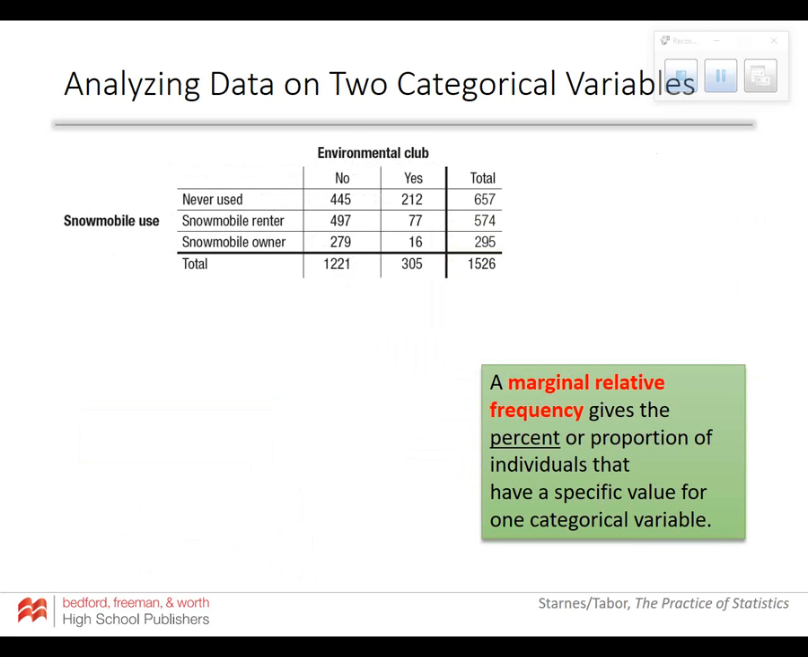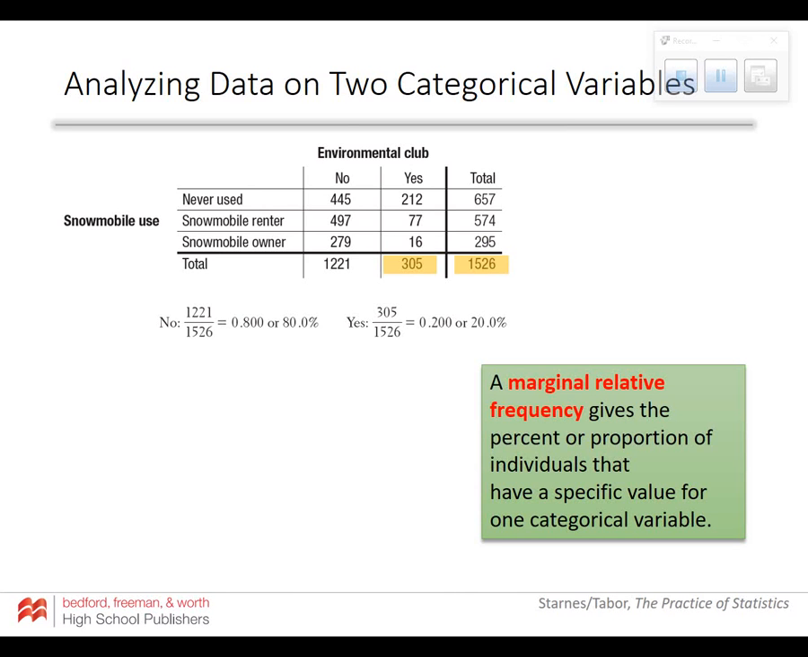So the first thing we'll talk about are marginal relative frequencies, which give the percent or proportion of individuals that have a specific value for one categorical variable. So the key here is marginal is only talking about one categorical variable. How many were no's? How many were not in the environmental club? Well, there were 1221 out of the total 1526 that were not in the environmental club. Another marginal relative frequency would be the totals that were yeses, and that would be 305 out of 1526.